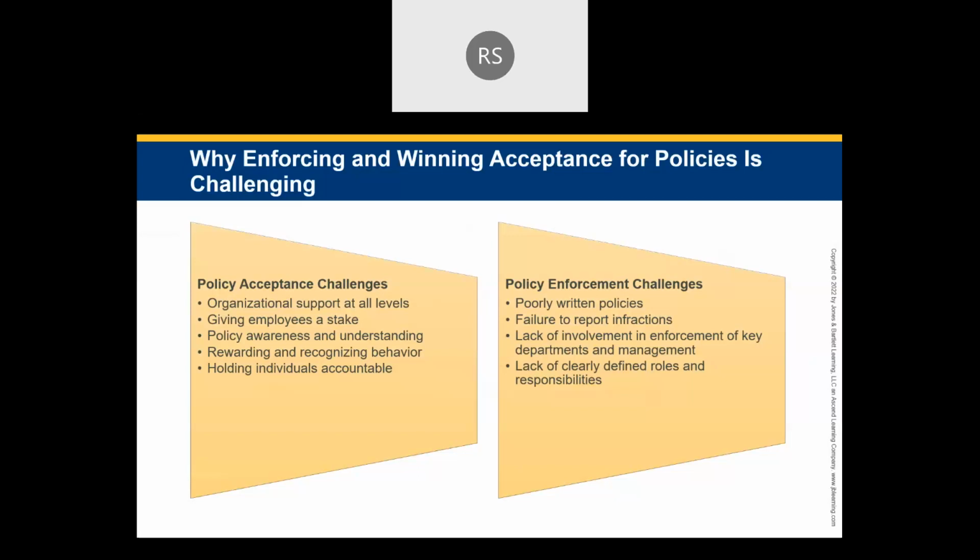Finally, the lack of clearly defined roles and responsibilities. If the roles and responsibilities related to policy enforcement are not clearly defined, it can lead to confusion, gaps in accountability, and inconsistent enforcement. So it's important to establish clear lines of responsibility, designate individuals or teams responsible for enforcement, and ensure everyone understands their roles and obligations. Regular communication and training can help clarify expectations and promote adherence to assigned responsibilities.